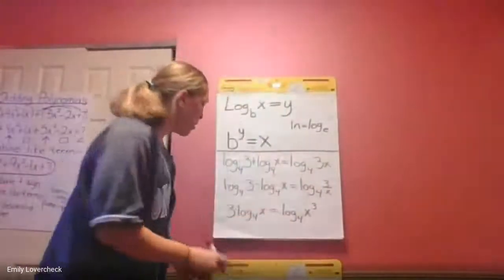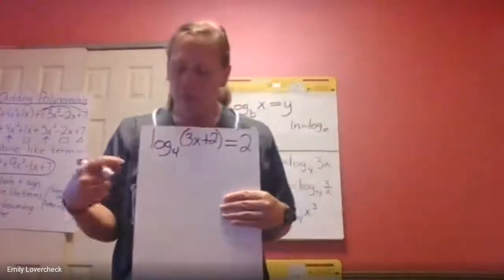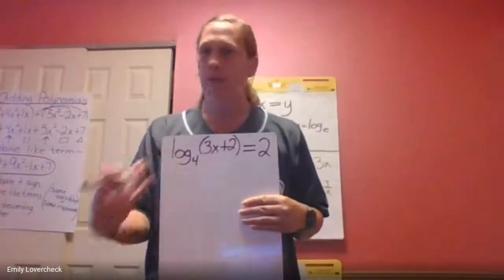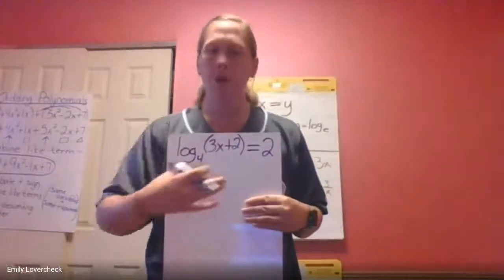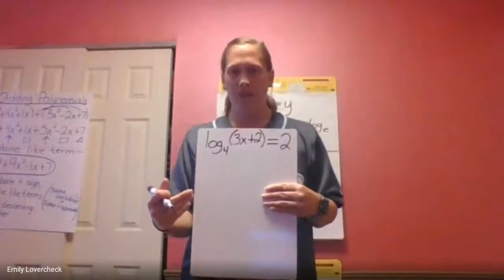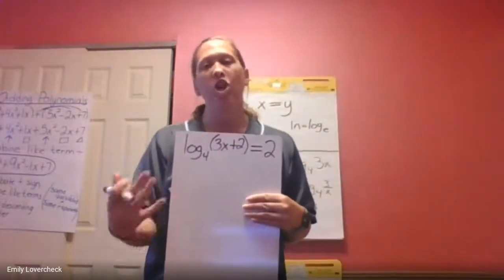And the last one we're going to do, and probably the hardest one, is what do we do in this situation? When I get log base 4 of 3x plus 2 equals 2. Bases can't cancel here because there's not the same thing. There's only one log here and one the other way. So I can't cancel anything to make my life easier or manipulate the numbers to make my life easier. What I have to do is I need to change the form.